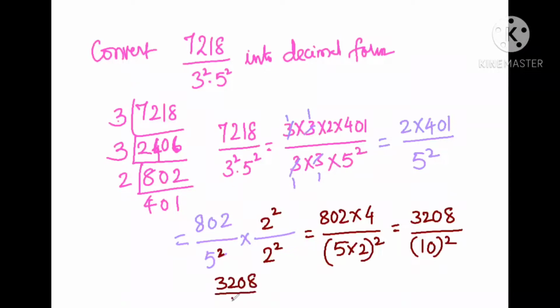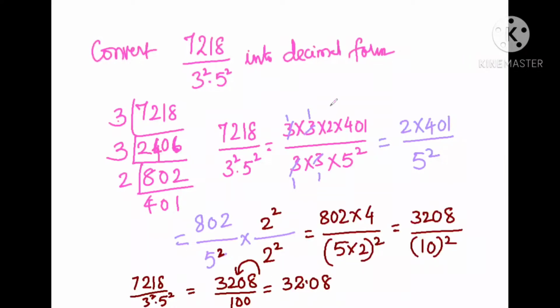3208 by 100 is equal to, here there are two zeros in the denominator. So starting from the right side, move to the left, and after two digits, keep the decimal. So 32.08 is the decimal form of 7,218 by 3 square into 5 square. In this way, we can convert p by q forms easily into decimal form.